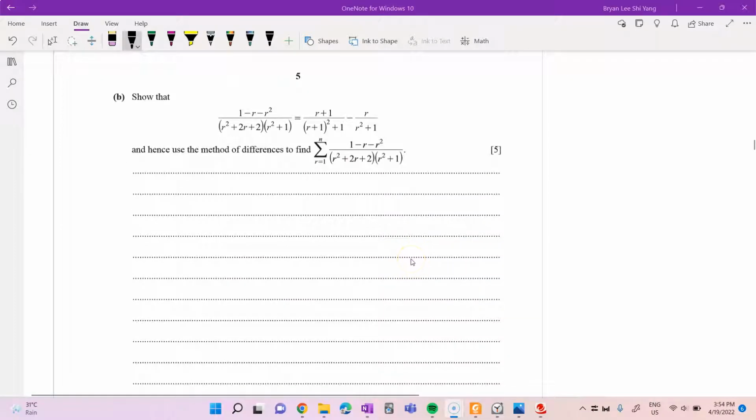Okay, so show that 1 minus r squared, oh no, times r squared plus 2r plus 2 times r plus 1 equals to, oh my god.